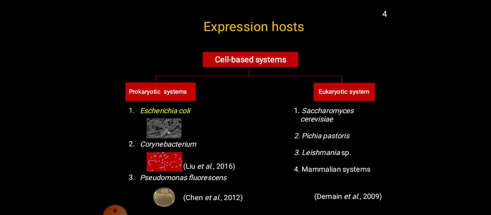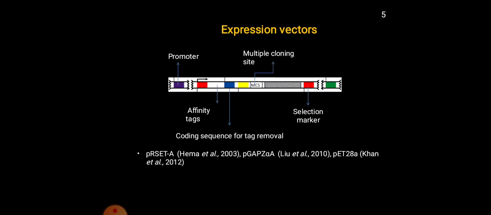As we have already discussed, the in vivo method has two major components. The first one is the expression host. There are prokaryotic expression hosts like E. coli, non-pathogenic strains of Corynebacterium, Pseudomonas fluorescens, etc. And eukaryotic expression hosts include Saccharomyces cerevisiae, Pichia pastoris, Leishmania species, mammalian systems, etc.